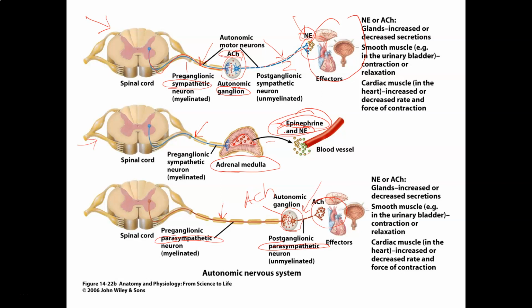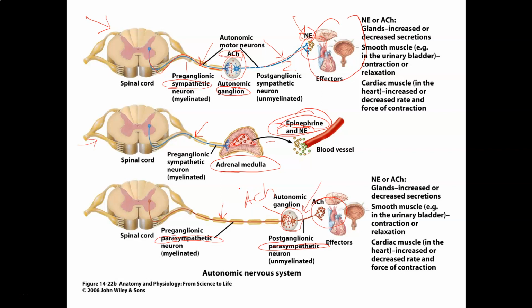So there is no postganglionic motor neuron going to the adrenal medulla. Instead, it's more like the medulla cells themselves are modified postganglionic sympathetic cells. They're releasing a similar chemical, norepinephrine. So that's an exception.